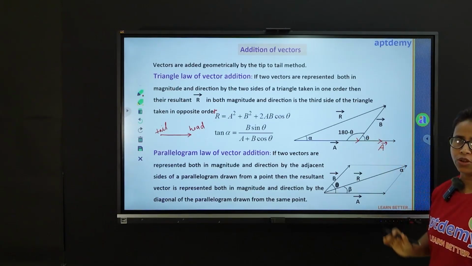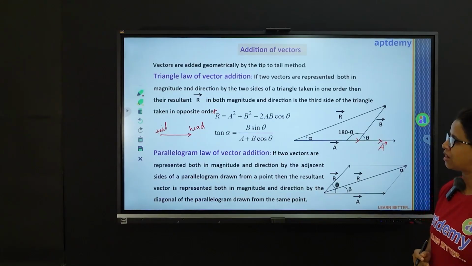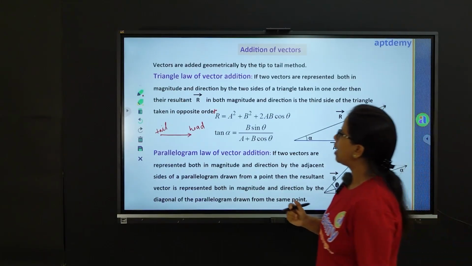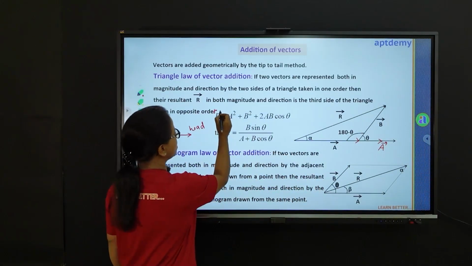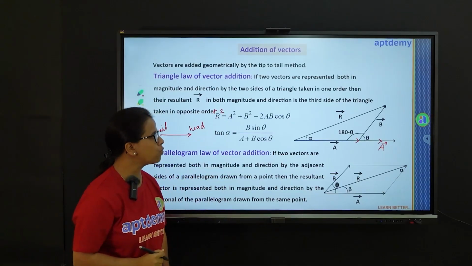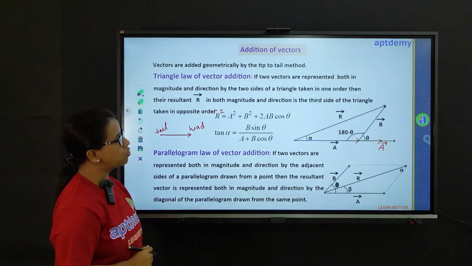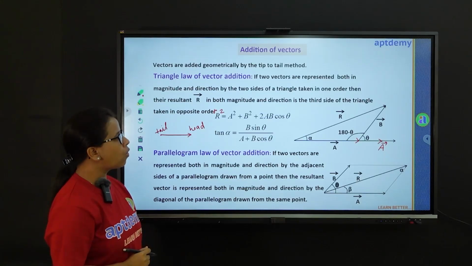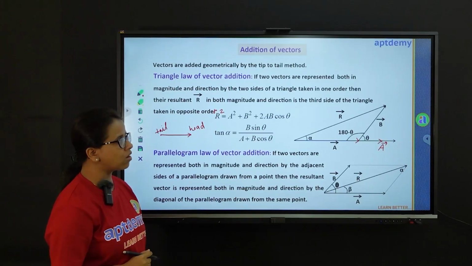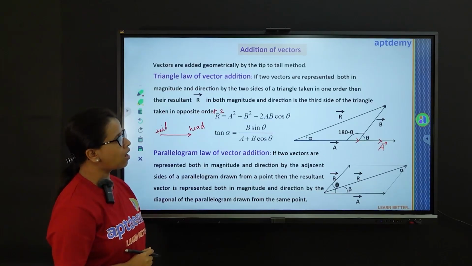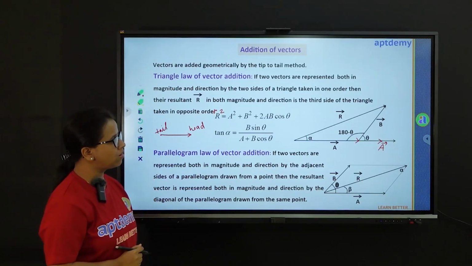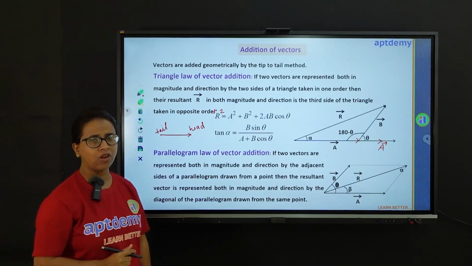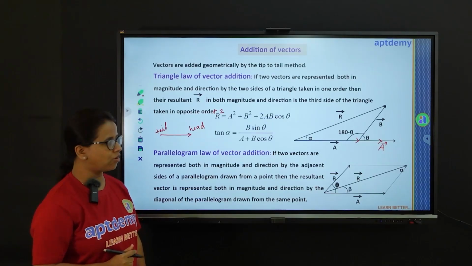Whatever method we use, ultimately the magnitude of the resultant is got by this formula: R square equals A square plus B square plus 2AB cos theta, where theta is the angle between the two vectors. Now alpha is the angle made by the resultant with one of the vectors, and tan alpha is given by B sin theta by A plus B cos theta. These formulas can be very easily derived using the rules of geometry.